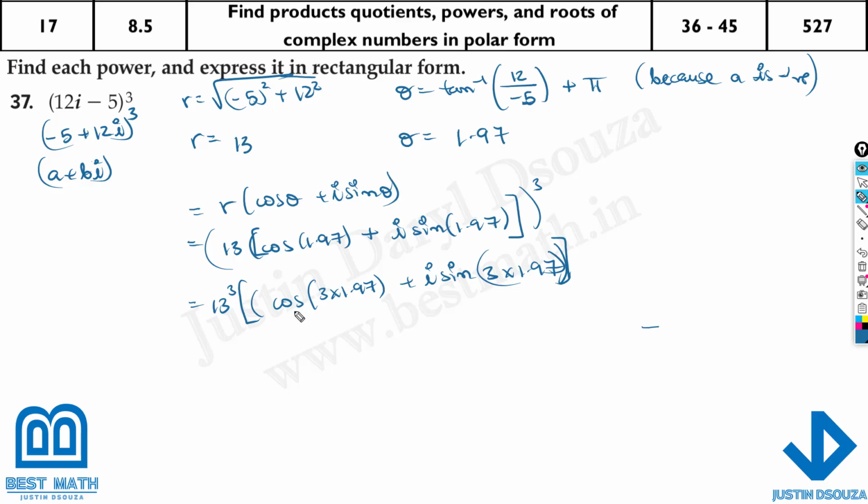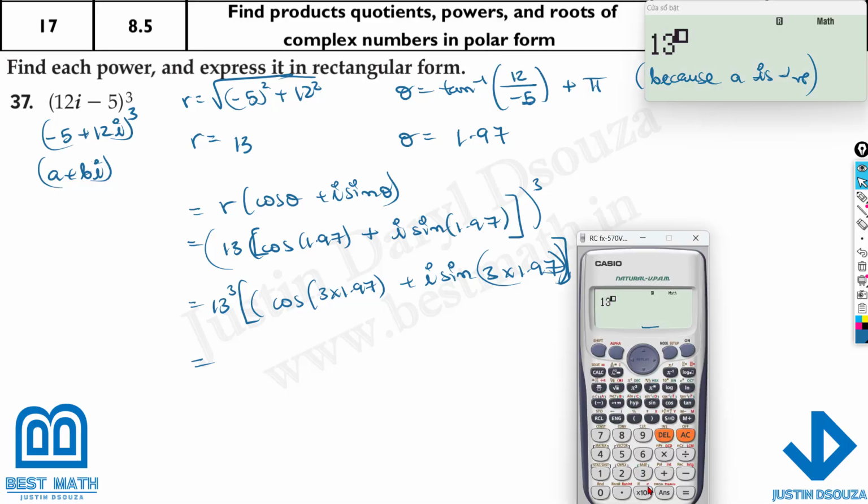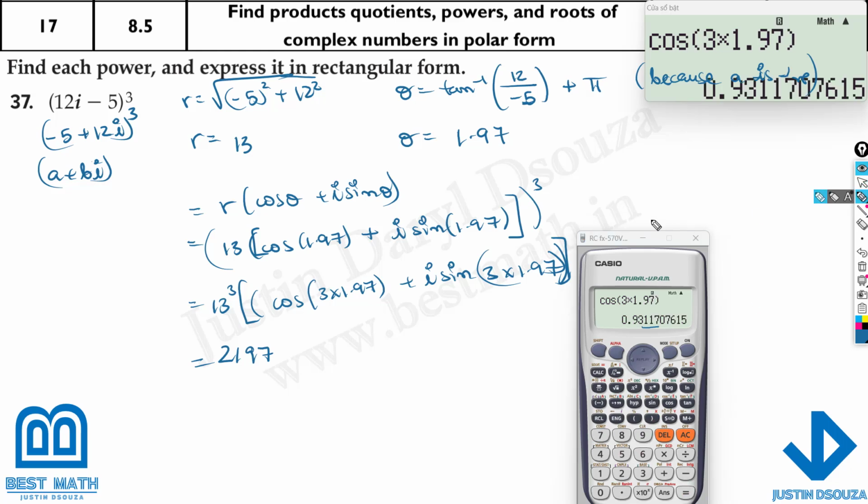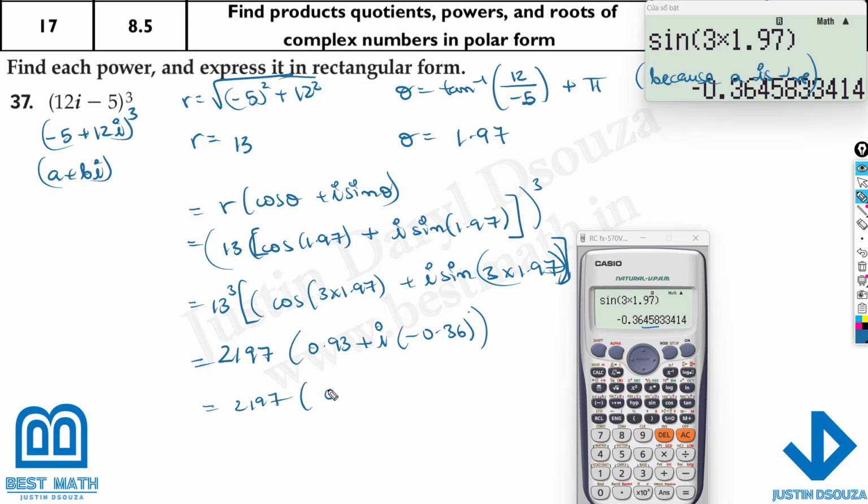And that is it. So we will use our calculators and solve: what is 13 cubed, cosine 3 times 1.97 and sine 3 times 1.97. So here it's 13 cubed, that is 2197. So the first value is 2197. What about cosine and sine values? Cosine 3 times 1.97, close the bracket. The answer is 0.93 plus i times, over here all you need to do is change this from cosine to sine. Only one sine, and here we go. It is minus 0.36. So everything together, that will be 2197 times 0.93 minus 0.36i.